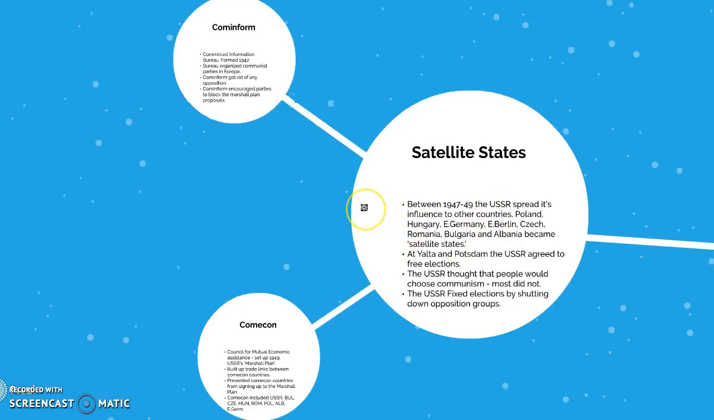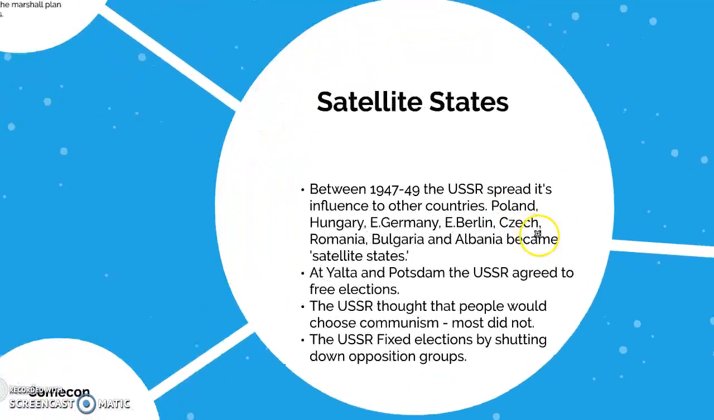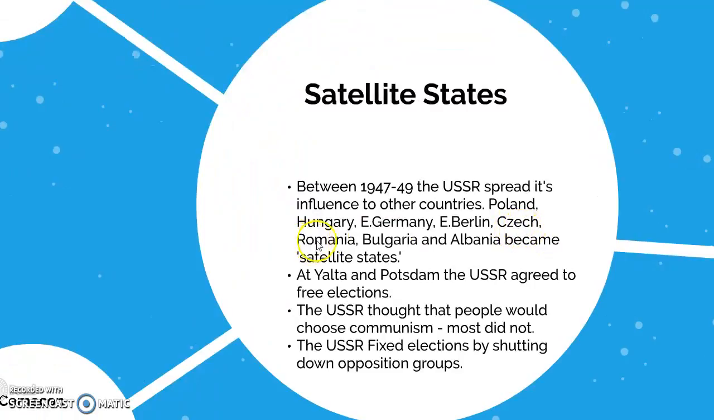Between 1947 and 1949, the USSR spread its influence, its sphere of influence, across Europe, like the circle shape that we've got here. It spread like that. And these countries that it spread its influence into were Poland, Hungary, East Germany, East Berlin, which is the part of Berlin out of the four, remember, that they controlled, Czechoslovakia, Romania, Bulgaria and Albania, and they were called satellite states.